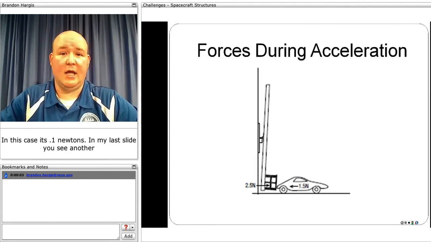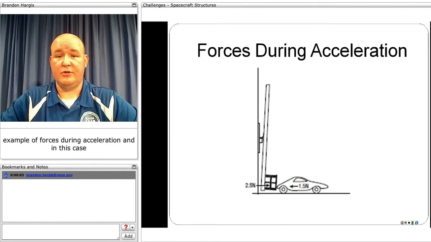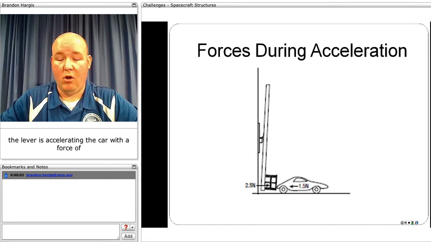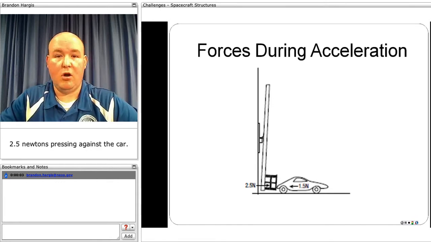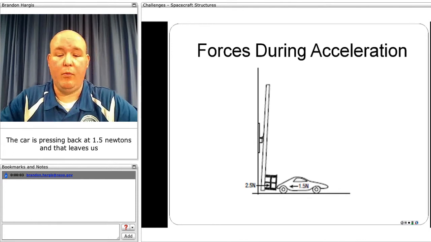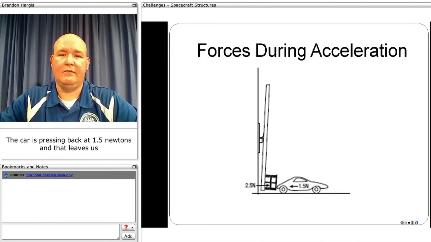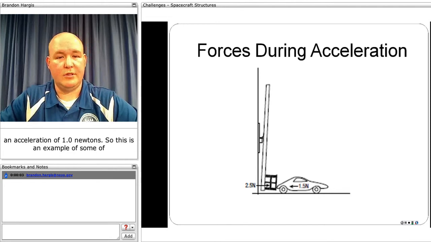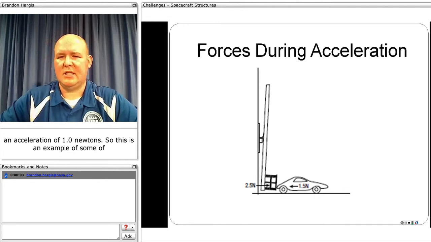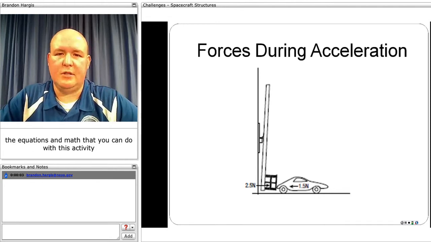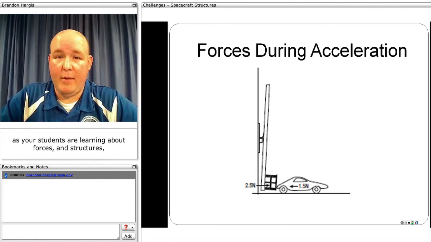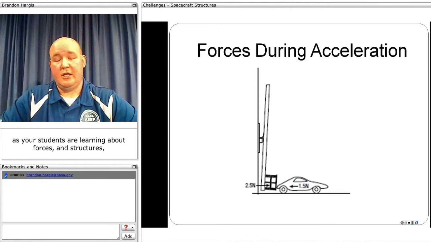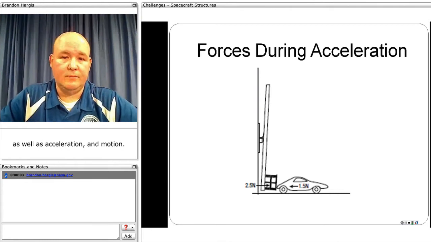In my last slide you see another example of forces during acceleration, and in this case the lever is accelerating the car with a force of 2.5 newtons, the car is pressing back at 1.5 newtons, and that leaves us an acceleration of 1.0 newtons. So this is an example of some of the equations and math that you can do with this activity as your students are learning about forces and structures as well as acceleration and motion.